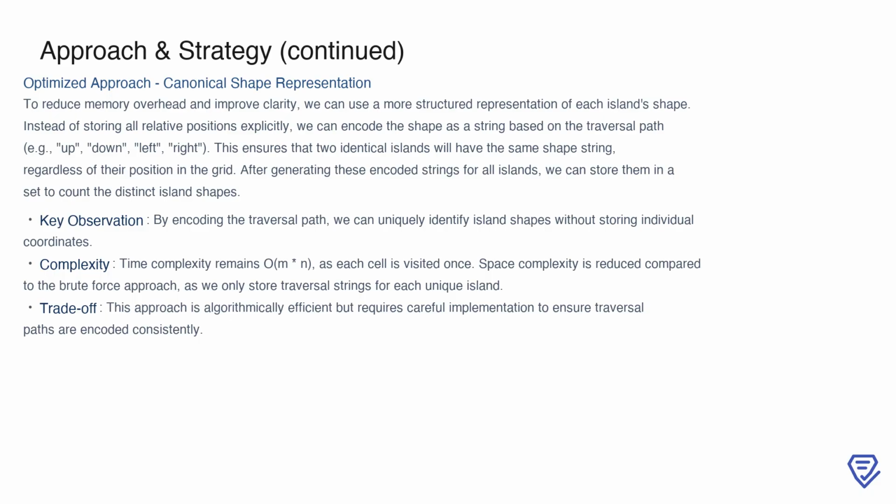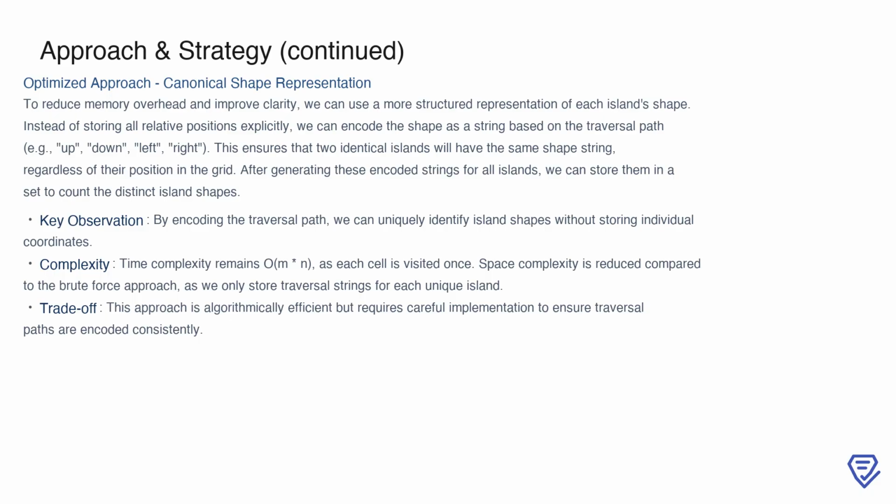The key insight here is that the traversal path uniquely identifies the shape of an island without needing to store individual coordinates. This approach maintains the same time complexity, O(m*n), since each cell is visited only once, but it reduces memory usage compared to the brute force method. However, it does require careful implementation to ensure consistency in how the traversal path is encoded, which can add some complexity to the solution.